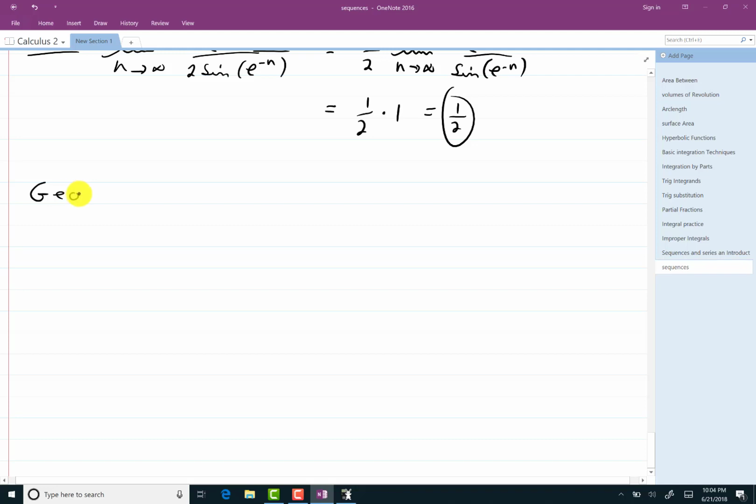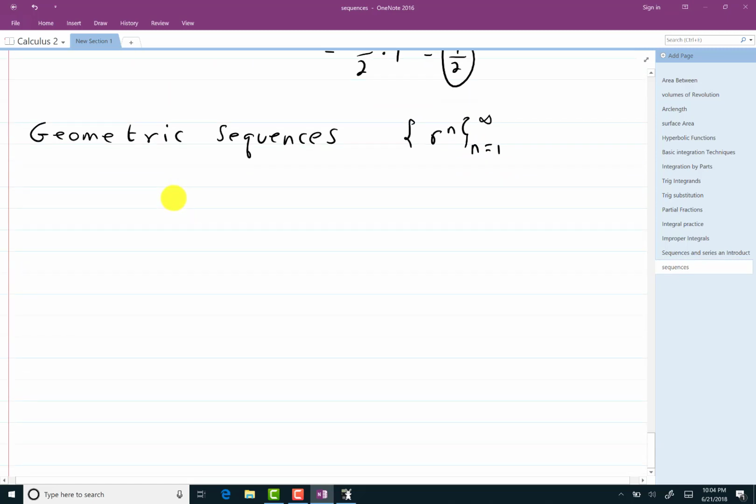One last topic in here are sequences referred to as geometric sequences. You probably in your lifetime have heard of arithmetic and geometric sequences. Arithmetic had what they call a common difference between terms, and then geometric sequences have a common factor between terms. So these things are going to take this format. There'll be something like r to the n power, where n will range from 1 to infinity. So the limits are easy.